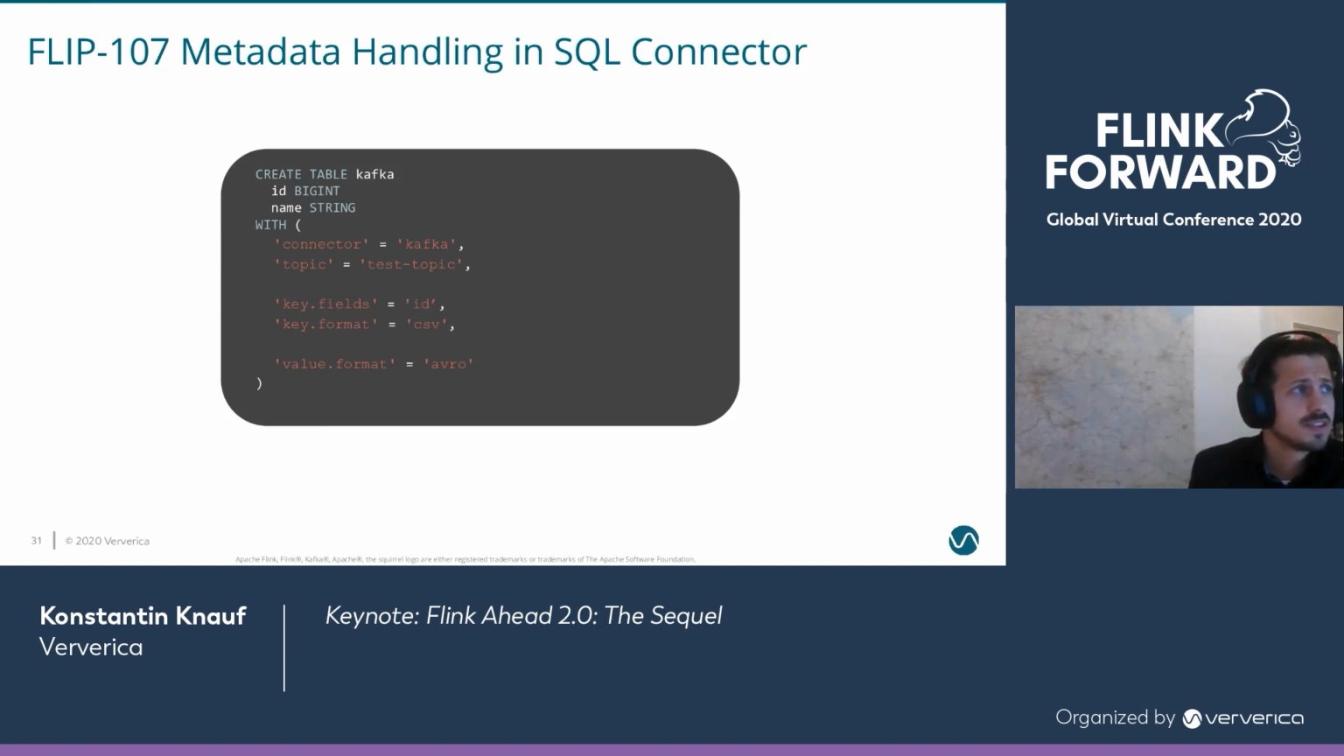So first of all, there's FLIP-107, which adds metadata handling in the SQL connectors. The most important application of that is that you can read Kafka keys and timestamp information from records, and you can write Kafka key and timestamp information. Right now, you can only read the value.